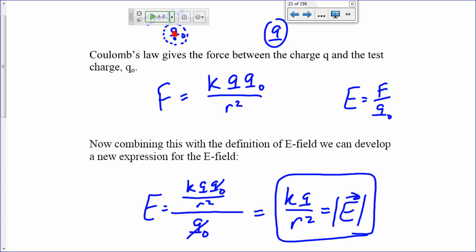Is KQ over R squared. So anytime we have a single point charge, which we'll have in quite a few cases, and in chemistry you deal with single point charges quite a bit as well, this is what we'll use to find the electric field, KQ over R squared. And this is just based on our definition of electric field, which is really just a construct. It's just something that we use to describe the force. And then also on Coulomb's law, which is a law that we've observed to be true many times over.